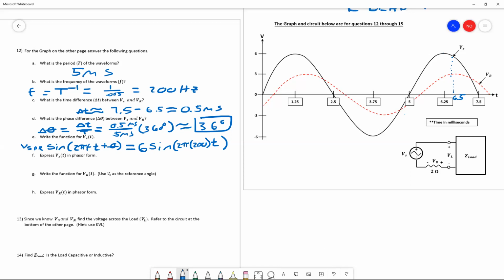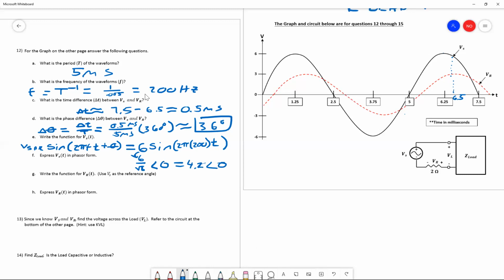Next, we'll express the source voltage in phasor form. Remember, this is the same as the other problems. We just take the peak and divide it by radical 2, and it'll be at the angle, remember, which is 0 in this case. So that's 6 over radical 2, which is roughly 4.2 at an angle of 0.